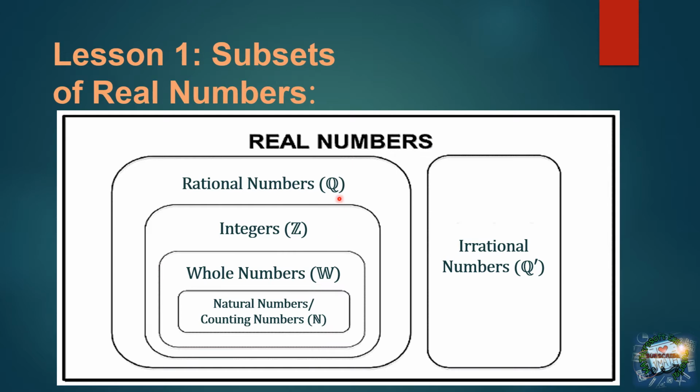Ayan. So tandaan niyo yung mga symbols natin. Ito yung para sa rational numbers, that's Q, and Z is the symbol for integers, and W is the symbol for our whole numbers, and N for natural numbers, and Q with that asterisk or Q prime is the symbol for irrational numbers.